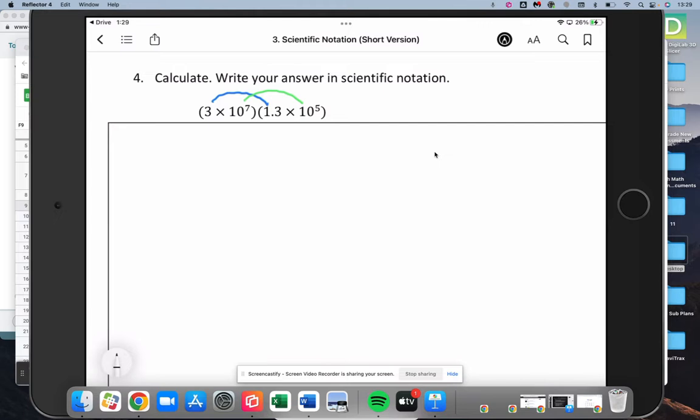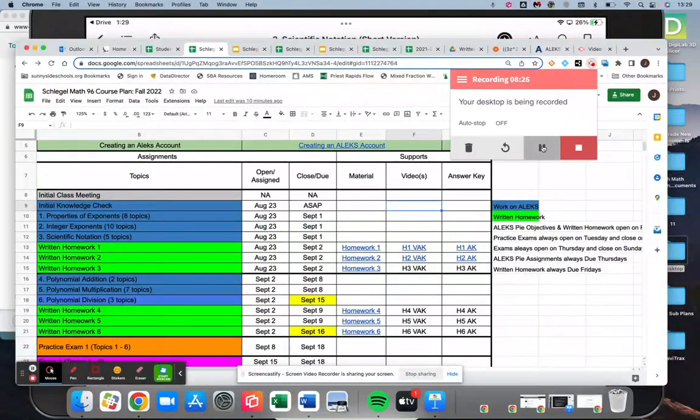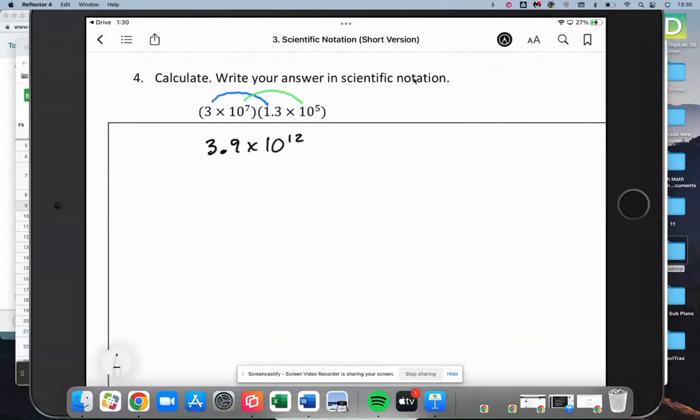So to get started, we're going to multiply the 3 and the 1.3, which gives us 3.9. Then we're going to treat that 10 like a variable, and the exponents 7 and 5 make 12. So we end up with 3.9 times 10 to the 12th. I'm going to pause really quick and just make sure that I did that correctly. I'll be right back. Yeah, buddy. Schlegel's on fire today. That's correct.